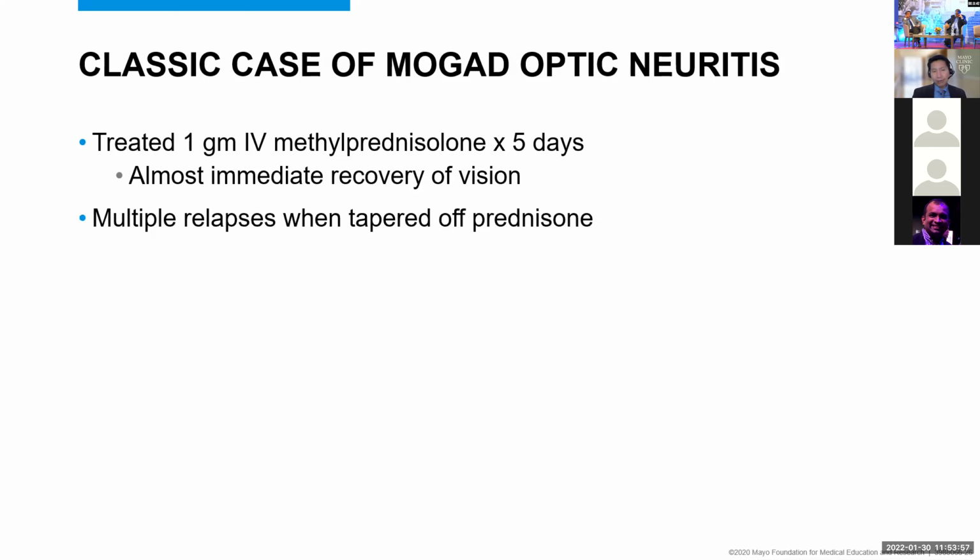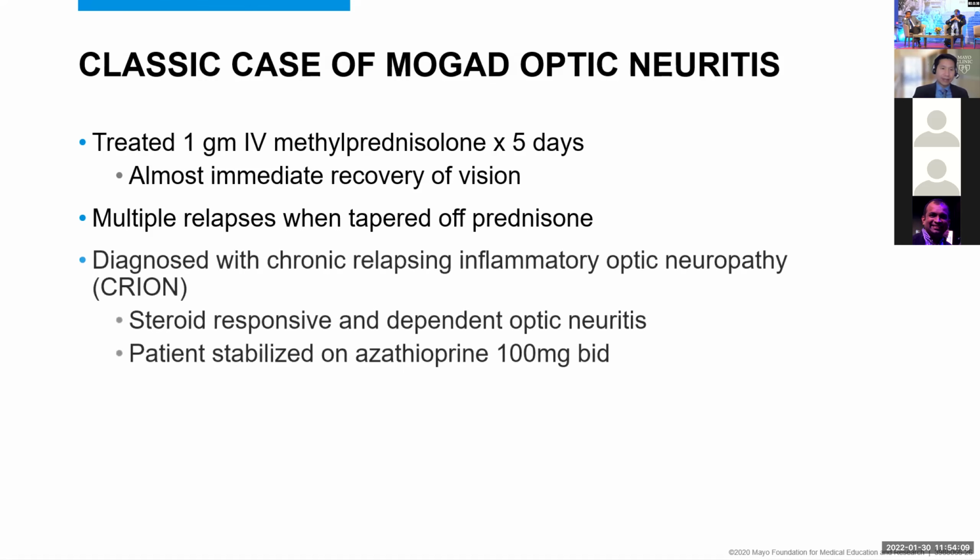Unfortunately, when we tapered off the steroids, the patient had recurrent bouts of optic neuritis. And every time we treated him with steroids, he got better. But when we tapered him off the steroids, he had relapses. And so clinically at the time, he was diagnosed with chronic relapsing inflammatory optic neuropathy, or CRION. What that means is a steroid-responsive but steroid-dependent optic neuritis. And the patient was ultimately stabilized on azathioprine 100 milligrams twice a day.